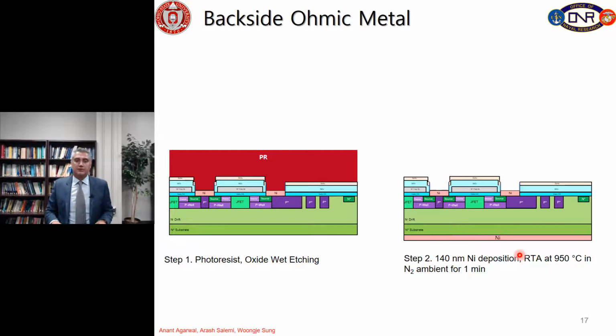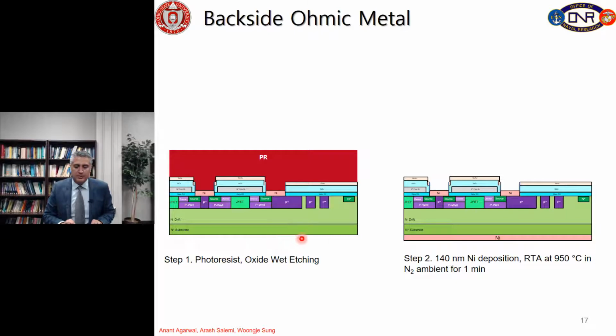Next step is backside ohmic metal in order to have a good ohmic contact at the backside. So in this case, we are coating the top side with a photoresist, and then using oxide wet etching in order to remove all native oxides on the backside.